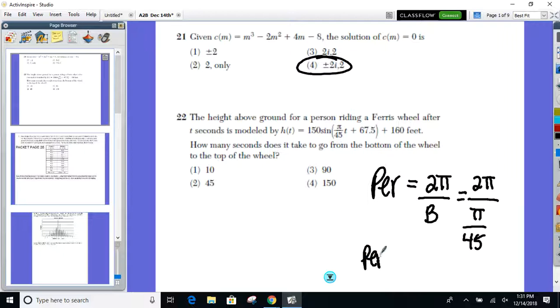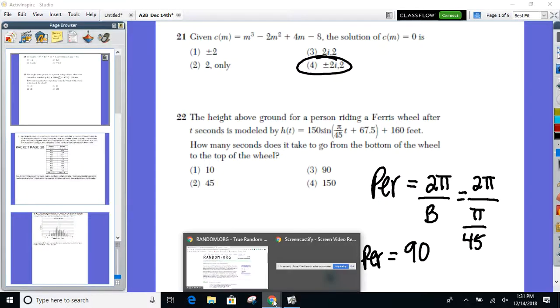All right, so go ahead. What's the period of this one? Skip, flip, cartwheel, we know the deal. 2 pi times 45 over pi. 90. But again, that's a choice. Wants to suck you right in. But that's bottom to bottom.